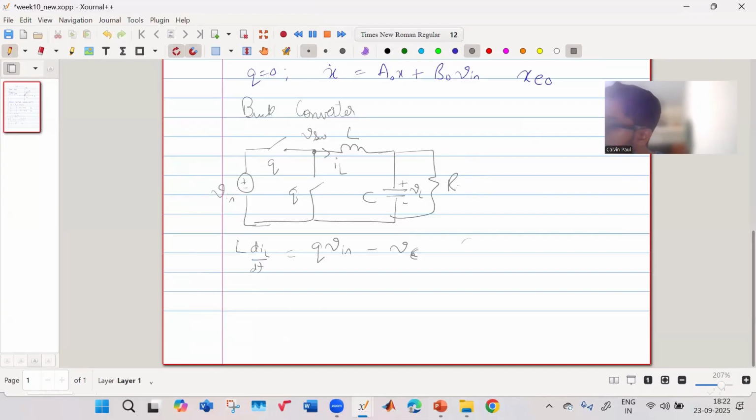And similarly, your C dVC dt, this is your current through your capacitor, is equal to IL minus I0, and I0 is VC by R. So it is equal to IL minus VC by R. Any queries in this till now?